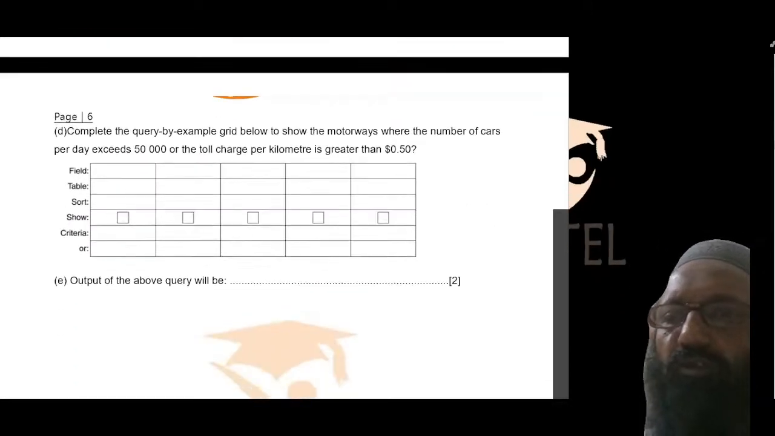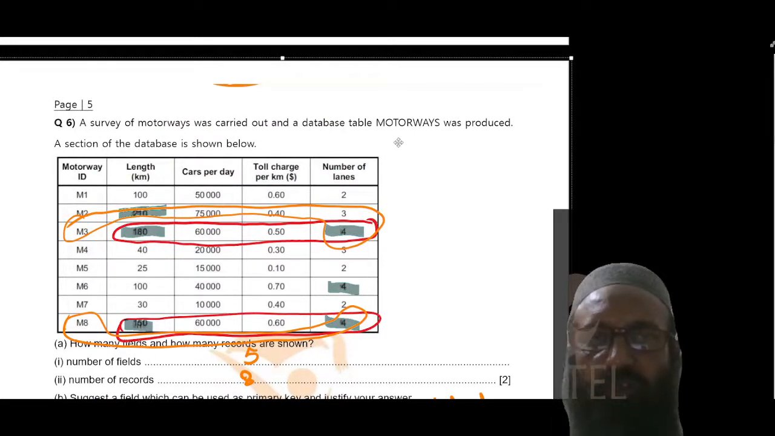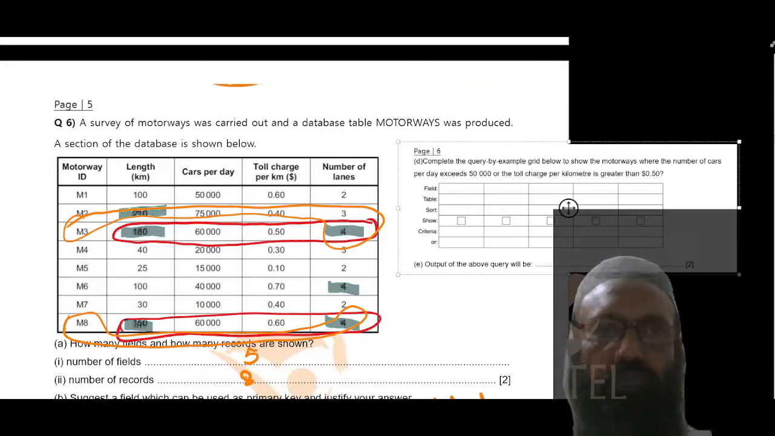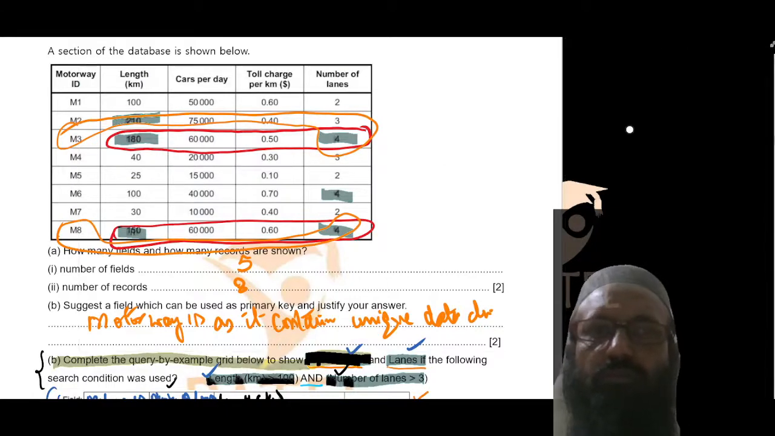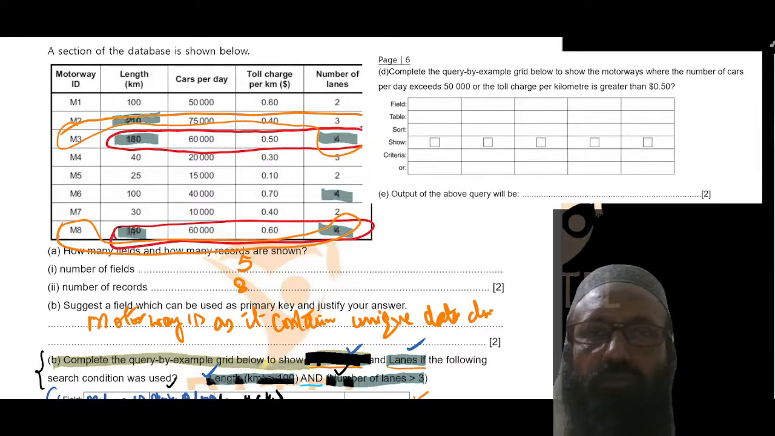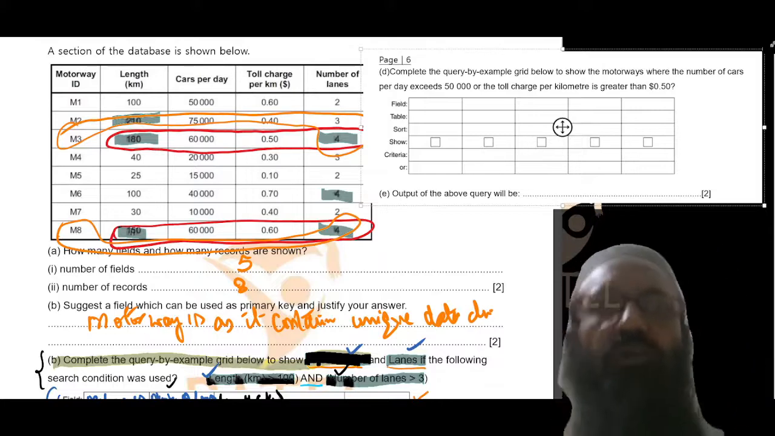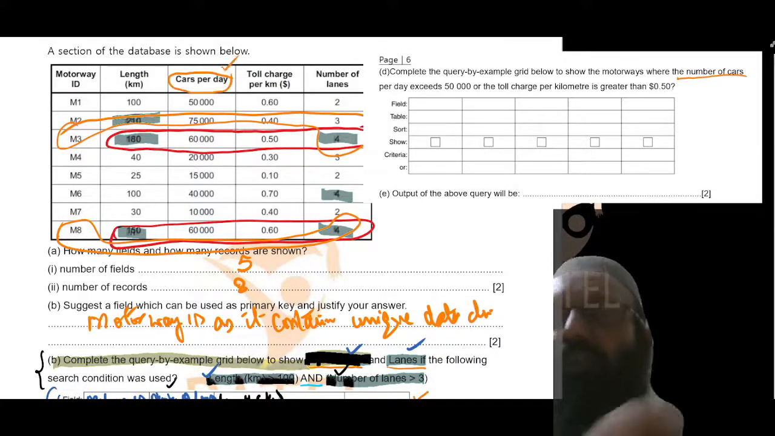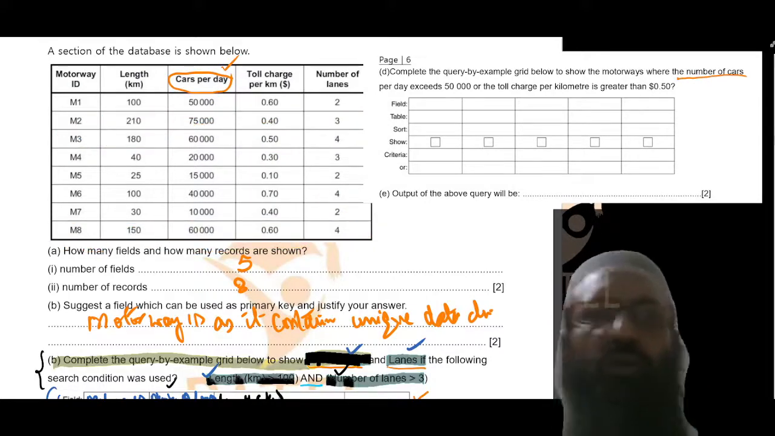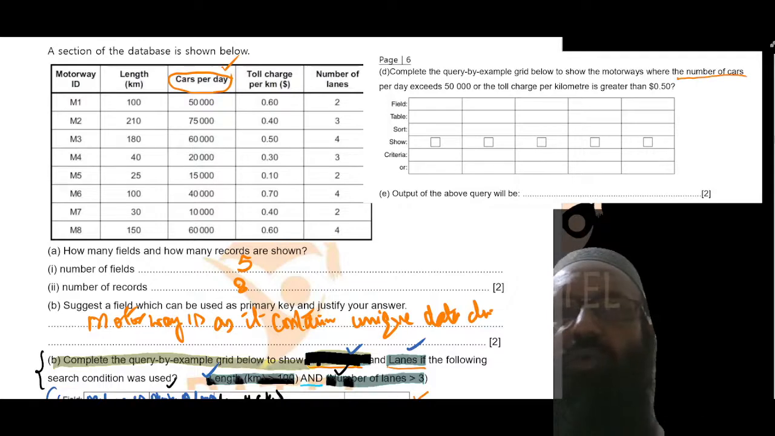Right, children? Suppose here you are asked to show the query by example grid. I am copying it over here so I can see. What is asked? You are asked to complete the query by example grid below to show the motorways where the number of cars per day exceeds 50,000 or the toll charges per kilometer is greater than a given value. Here, toll charges.